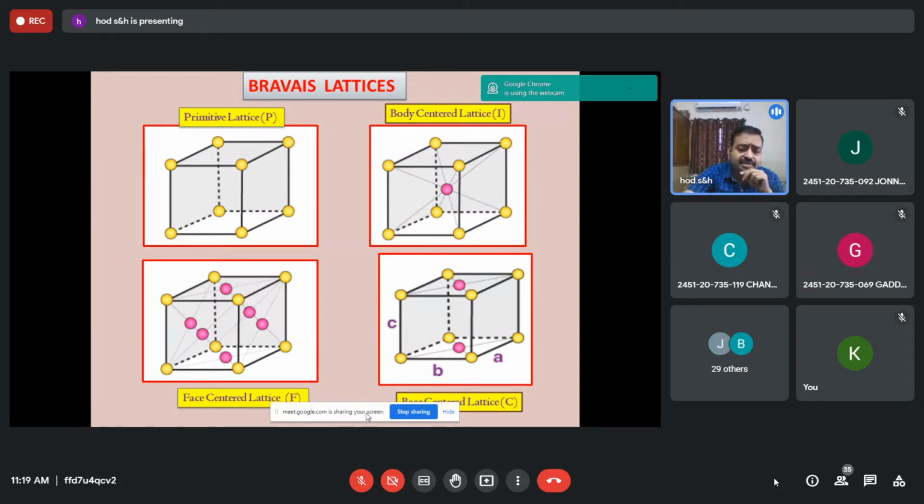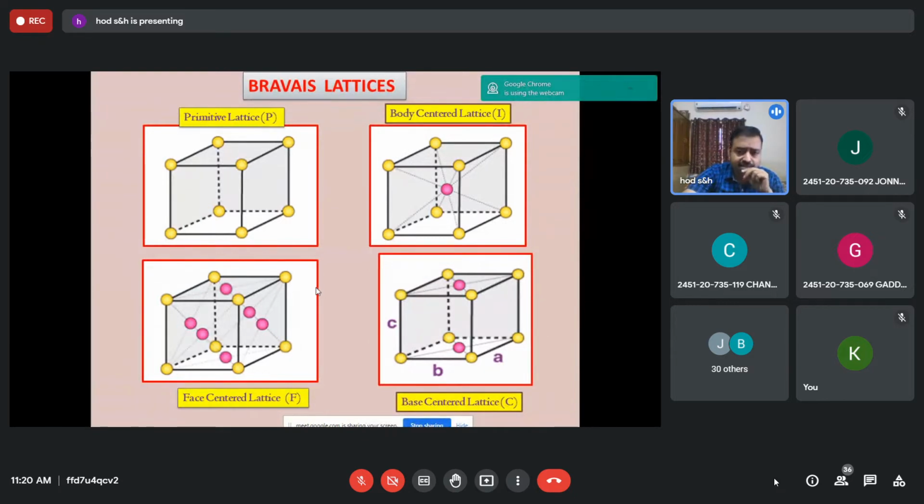The third category is face-centered: along with all 8 corners, exactly at the center of each face. It is represented by a pink ball, you can say. In 2 dimensions, it can be shown like this only. So 6 faces are there, and 6 face-center lattice points will be there. This is called the face-centered lattice. And one more is base-centered. In addition to all the 8 corners, exactly at the centers of the opposite faces, you have 2 lattice points. Then it is called base-centered.